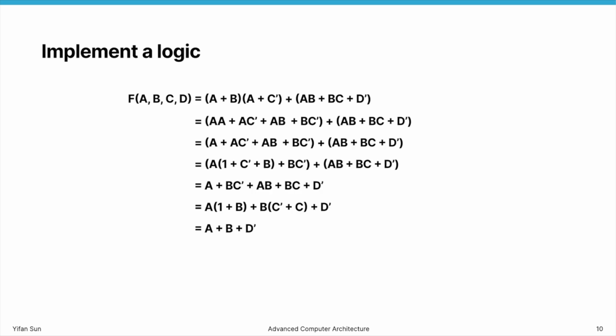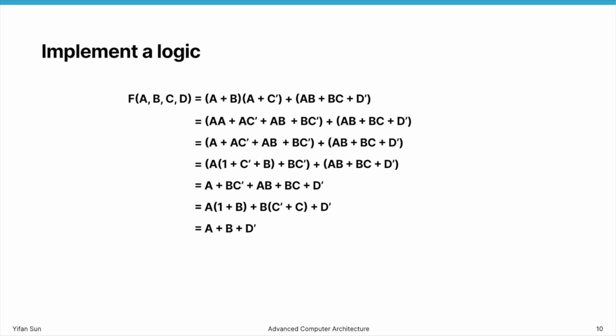We need to consider, do we really need this number of gates? Gates are not free. There are die sizes, and when they flip, they consume energy. So we want to reduce energy consumption, and we want to reduce gates. We want the simplest form to represent this result. By doing lots of calculation, eventually we can simplify it to A plus B plus D prime. Now we actually know C doesn't even matter here, right?